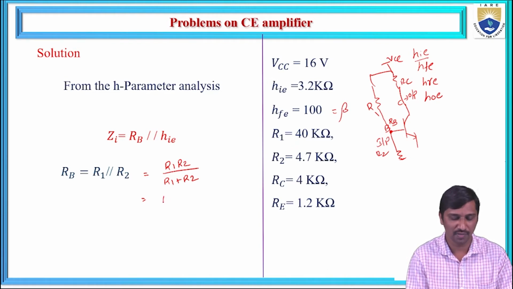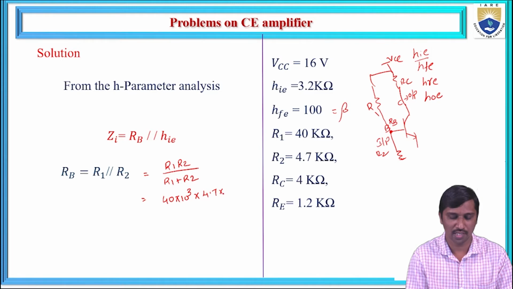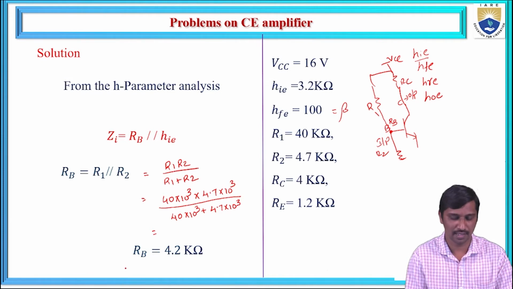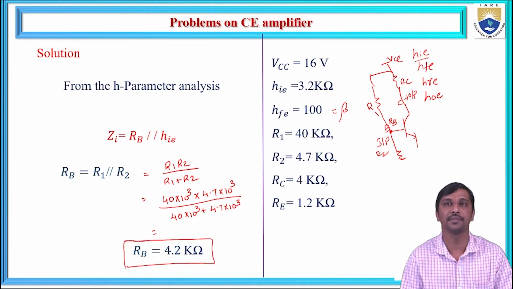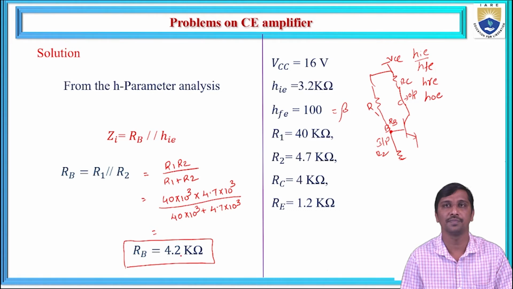In the given specifications, R1 is 40 kilo ohms, hence 40 into 10 power 3, and R2 is 4.7 kilo ohms, hence 4.7 into 10 power 3, divided by R1 plus R2. So R1 is again 40 kilo ohms plus R2 is 4.7 kilo ohms. If you simplify this, it gives the total base resistance, that is 4.2 kilo ohms. The base resistance is equal to 4.2 kilo ohms.